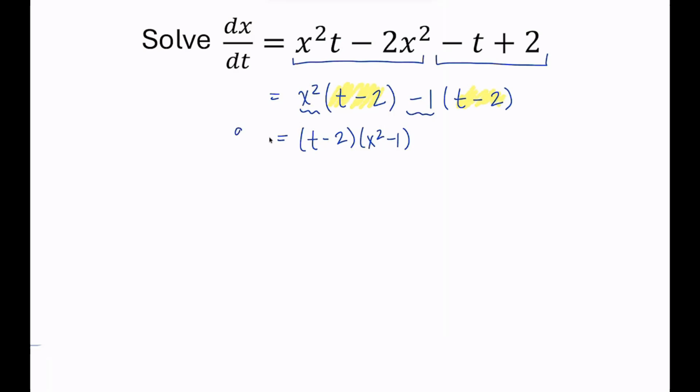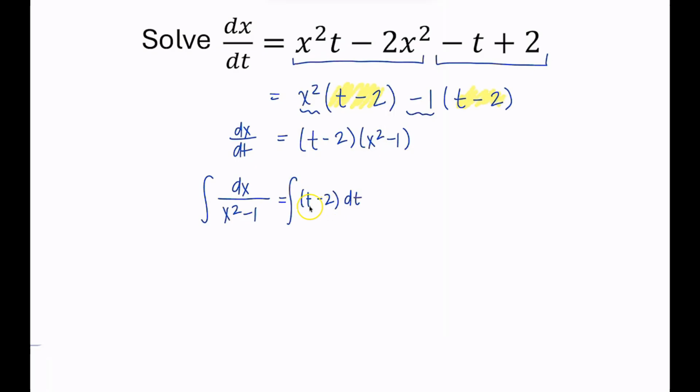So here's what we have. We have dx/dt is equal to t minus 2 times x squared minus 1. And so now that we have a product, we'll start to separate the variables. We'll have our dx on the left divided by x squared minus 1. And then we'll multiply the dt to the other side, and that's going to give us t minus 2 dt. And then we're going to go ahead and integrate both sides.